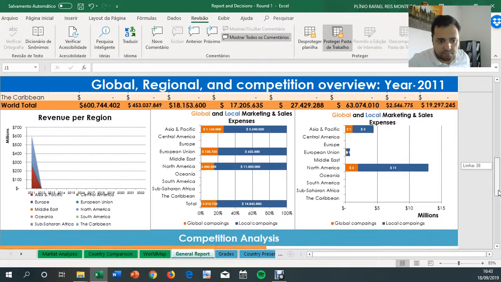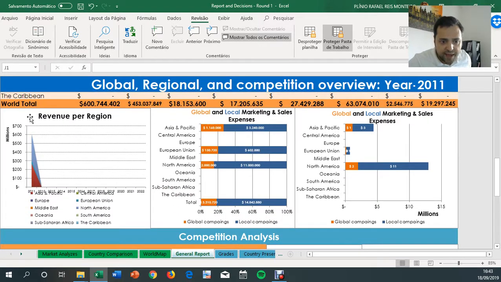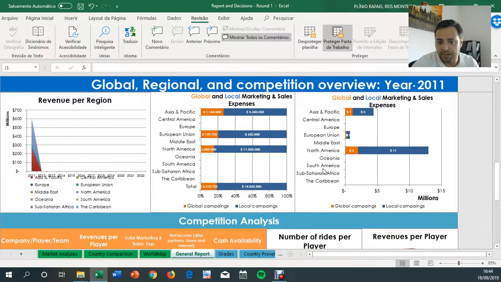So, also you will be able to find the revenue in each region of the world. As you can find here, you see the evolution of revenues in each region of the world. And these two graphs will show you how much companies are spending on marketing and sales. Usually, and here you can also see how much they are spending on global and local expenses.